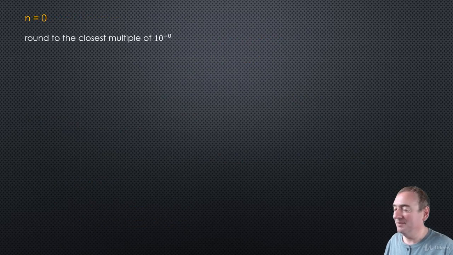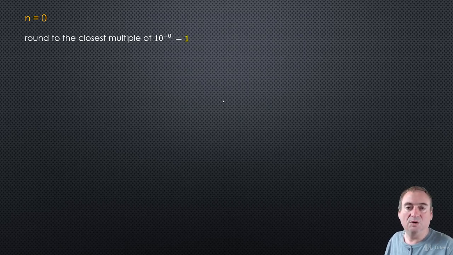So let's look at an example. Let's start with n equal to 0, which means what? We're looking at the closest multiple of 10 to the negative n, 10 to the negative 0, which is 1. So we're looking at the closest multiples of 1. What are multiples of 1? 1, 2, 3, 4, 5, 6, 0, negative 1, negative 2, negative 3, and so on. It's all the integers. So in fact, what we're going to do is look at this on a number line. Much easier to see what's happening there.